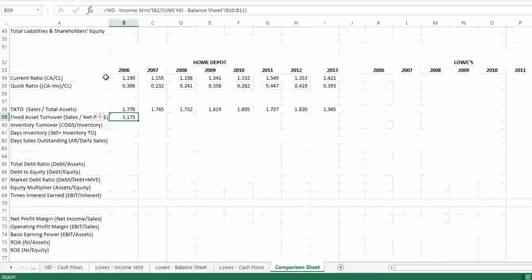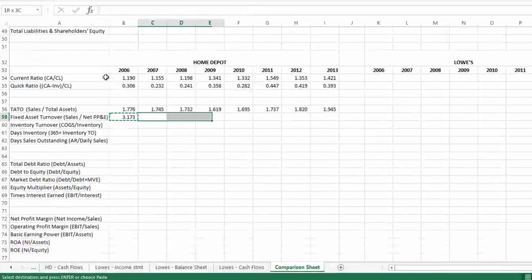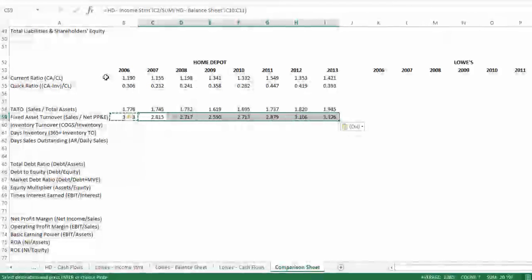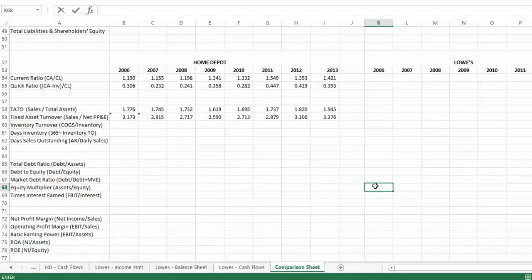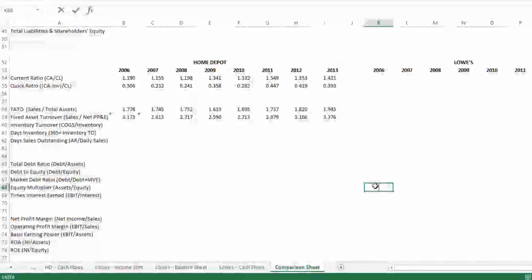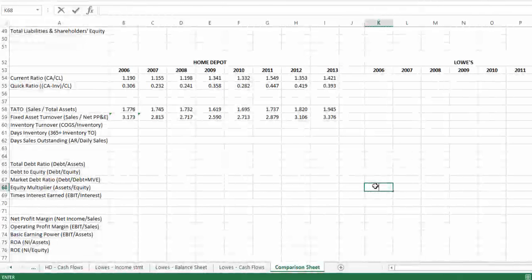So my number there is 3.173. If I copy those formulas over time, we get a very similar story as we had before. There was deterioration from 2006 to 2009, and then things rebounded. So you can see again that with these different ratios, we have two different looks, two different views at the company, and we get very similar stories across those two.